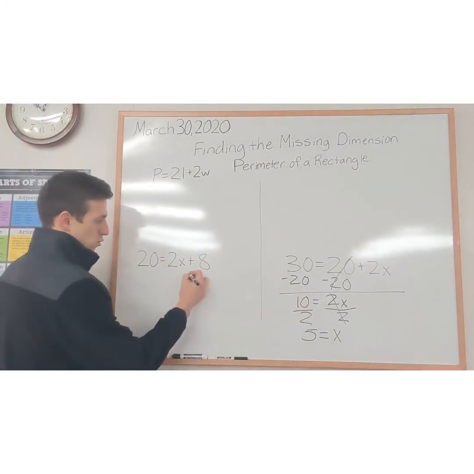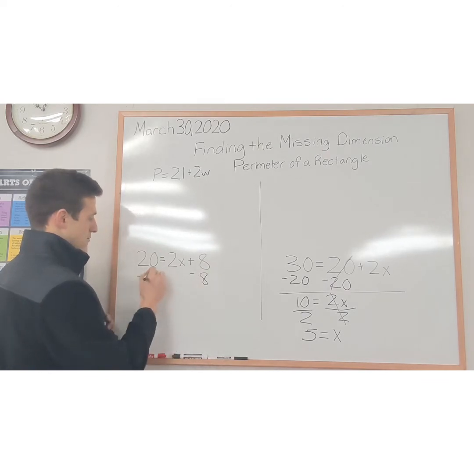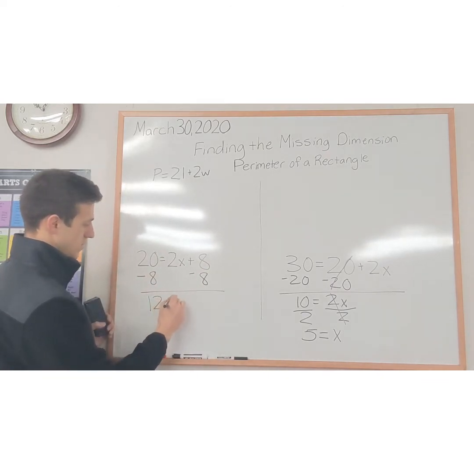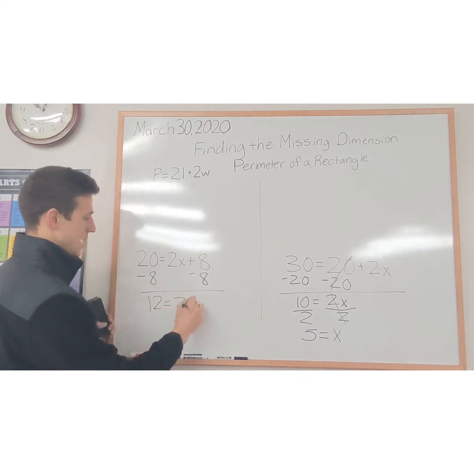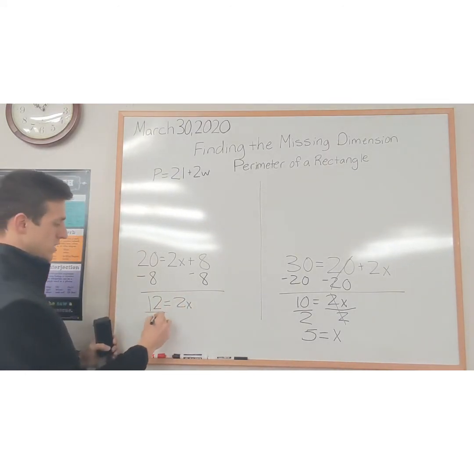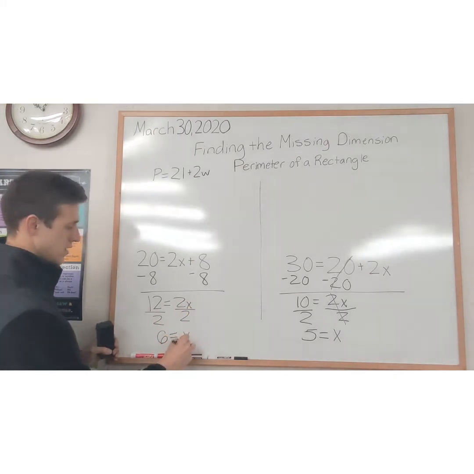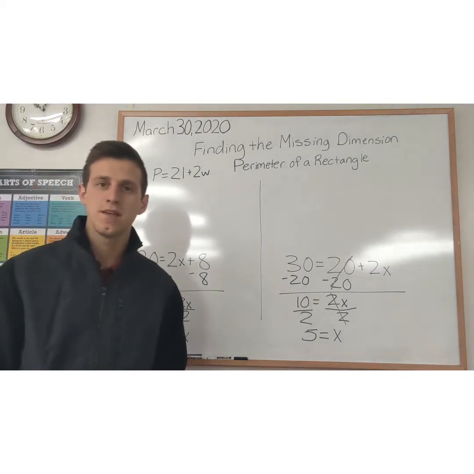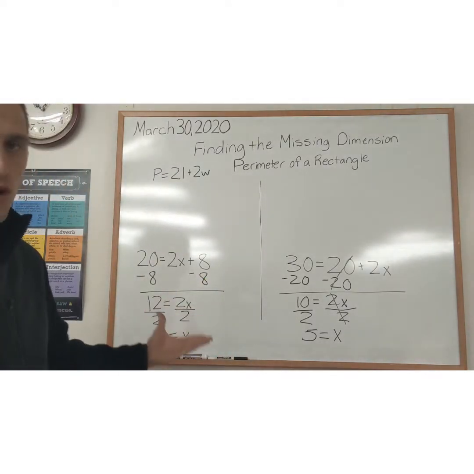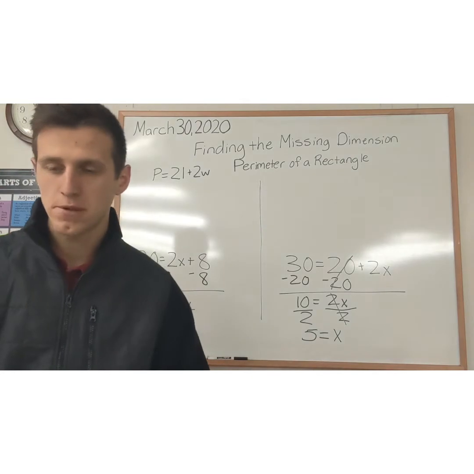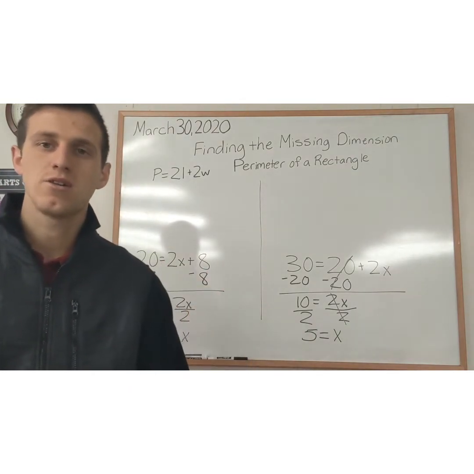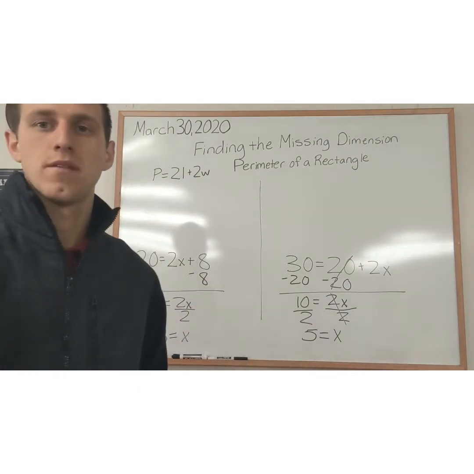Remember, we're going to get rid of our whole number first, so we're going to subtract 8 from either side. So we have 12 left, equals 2x. Now we're going to divide both sides by 2, because we're going to get our variable by itself. We have 6 equals x, all right? Now, you guys are probably not sure why I started off with that, but let's go ahead and jump into our lesson, and I think you guys will be able to understand why.